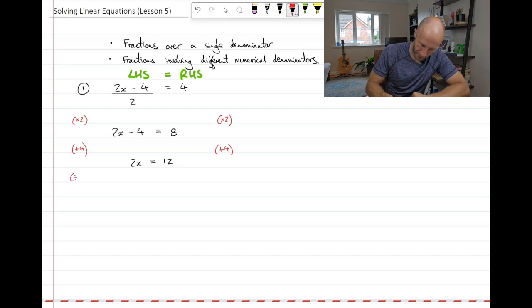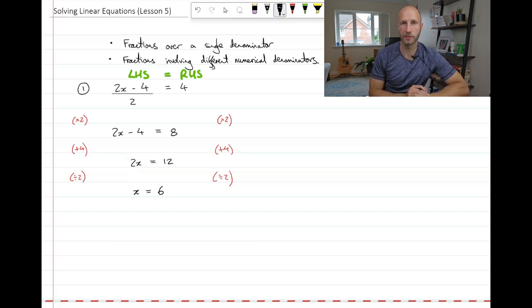And then to get rid of that multiplication by 2 in front of the x. So remember, 2x means they are multiplied together. I'm going to divide by 2 to cancel that multiplication. And if I divide the left by 2, I'll get x, which is what I want. But I've got to divide the right-hand side by 2 as well to balance that out. And that's question 1 done.